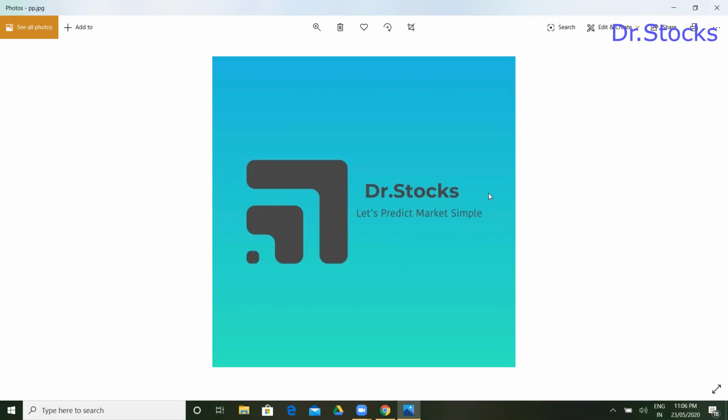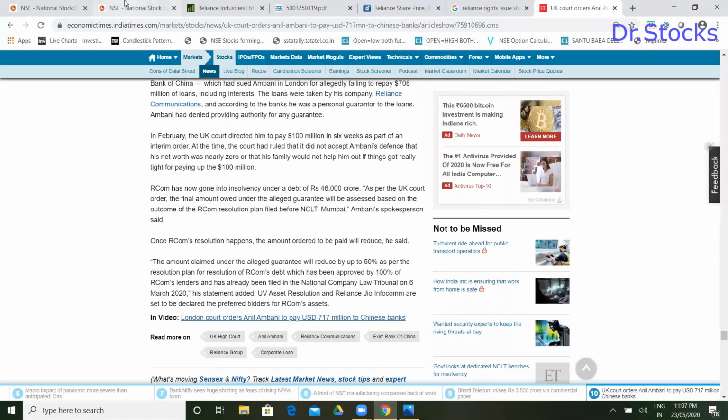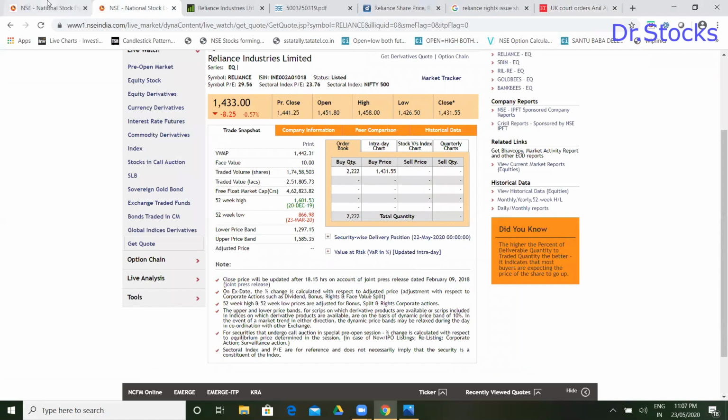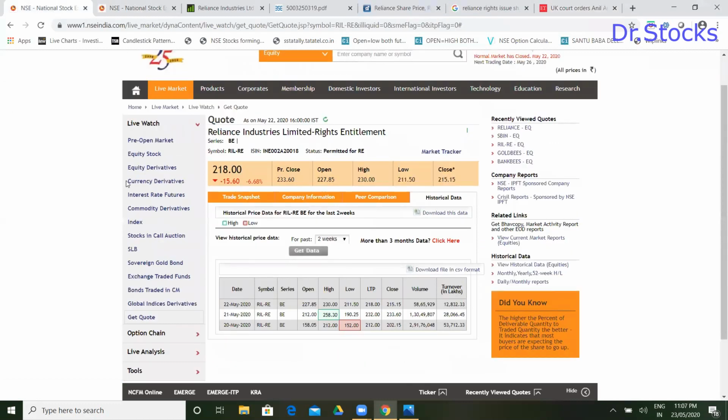So before I move on, the stock is nothing but Reliance Industries, and we are going to see about the Reliance Industries rights issue. There is one new component that is introduced in NSE, the Reliance rights issue. That is one of the very new components in the history of the Indian market. It's like a rights component is being issued, and this is only trading on NSE and not on BSE.